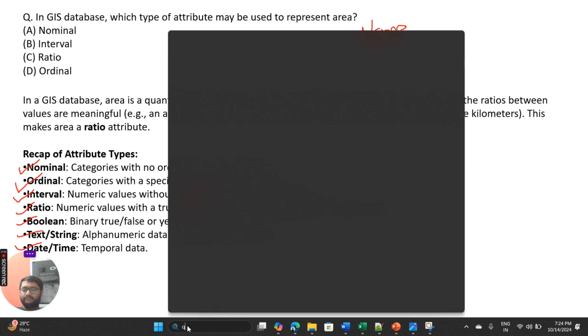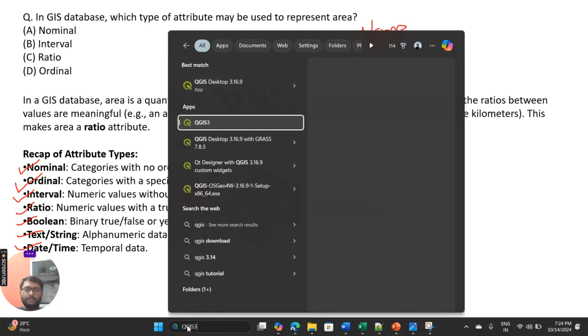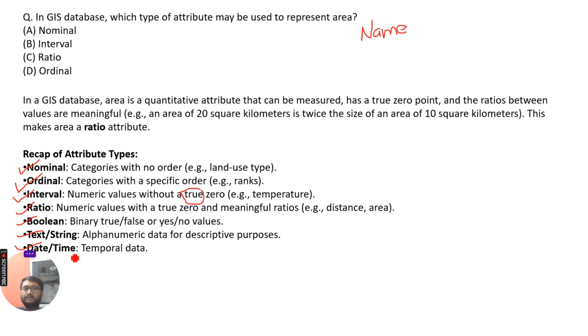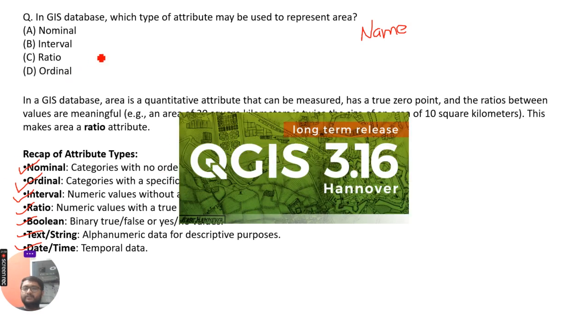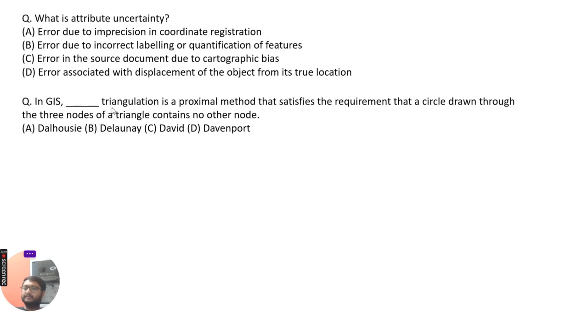So here, if we want to represent different data, let's say area comes under ratio. These are some of the specific terms which you should go through in any GIS book. You will also find that. Once my GIS is open, we will check whether it has a representation of all those terms or not. Then the next one is what is attribute uncertainty.